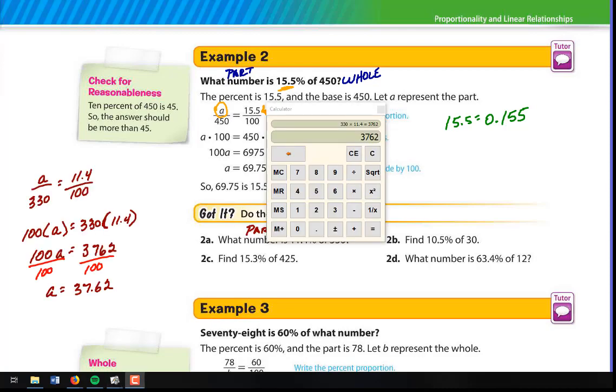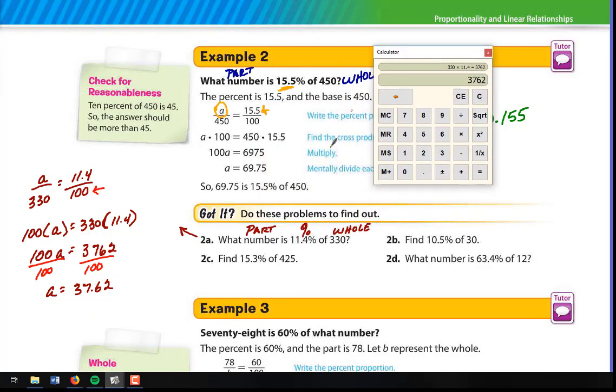All right, and here's my work for A. So I set it up. A over 330 equals 11.4 over 100. So my cross products, A times 100, or 100 times A. 330 times 11.4. 100A equals 3,762. 100 is my coefficient. You can see the coefficient all the way back at this step. Whatever's in the cross product with the unknown is always the coefficient. Divide by the coefficient, 37.62.